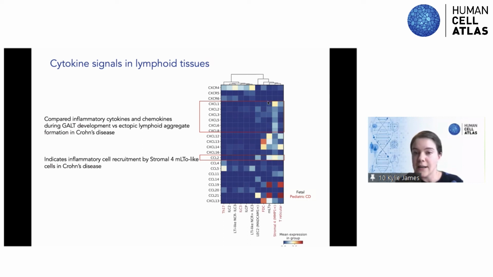But just to highlight, there was also an additional subset of chemokine ligands in particular that were additionally expressed by stromal cells in the pediatric Crohn's disease that were not seen in development. And in particular, these ones are very important for recruitment of inflammatory monocytes. And it just highlights that there's this additional requirement for these cell types in the context of disease to recruit inflammatory cell types.